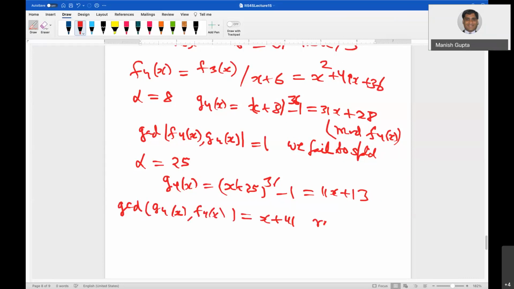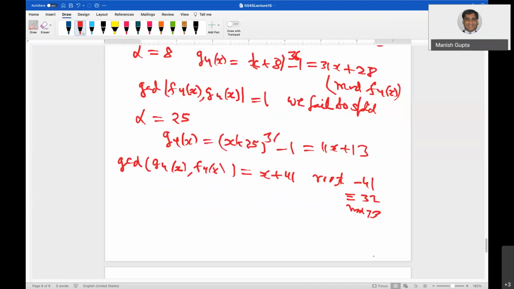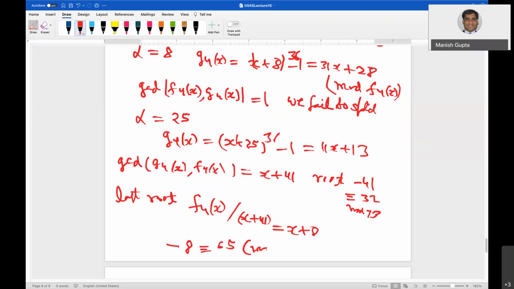So the root will be minus 41, which is the same thing as 32, not 73. Right? So the last root will come from the cofactor. The last root will be from f4 of x. The cofactor is f4 of x divided by x plus 41, and this turns out to be x plus 8. The root is minus 8, which is the same thing as 65 modulo 73.